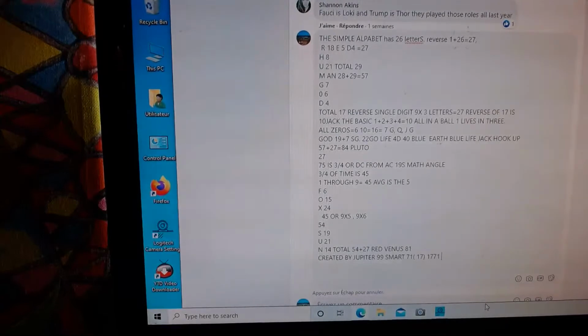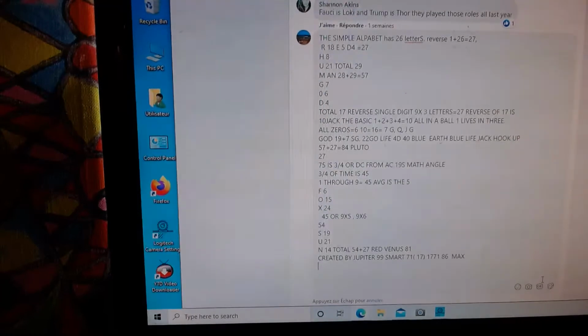71 smart. 86 is maxed out. Maxwell Smart Agent 99. Maxwell Smart Agent 86. I'm just trying to show some funniness in here. So now what we're going to do from this is going to go 9 times 9 equals 81 Venus.